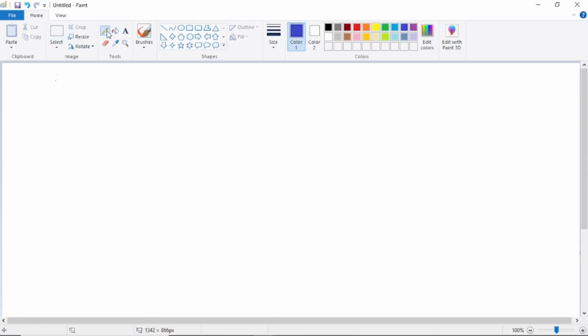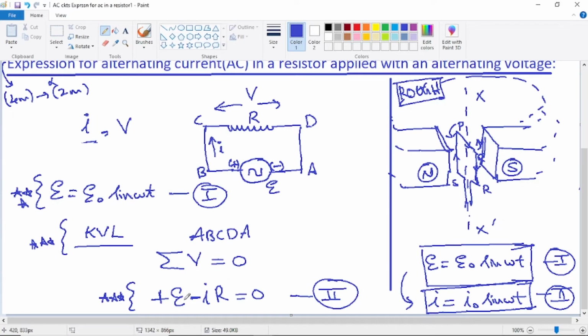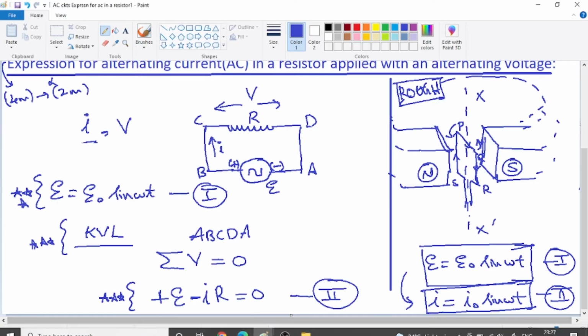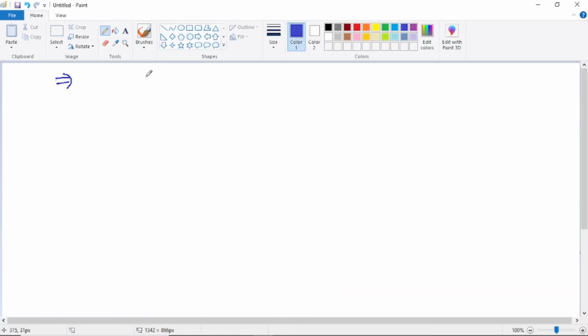So from this, the next step, so that implies, just check the step once again. Minus IR to this side, E is equal to IR. So that's what is required. That's what will be the next step. So minus IR to the other side, EMF E is equal to IR.